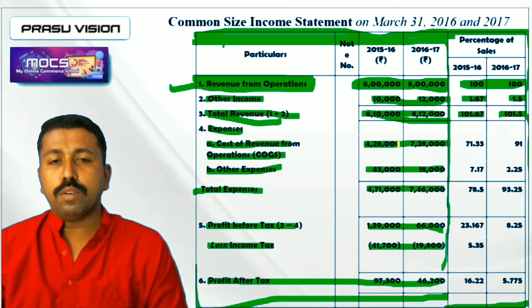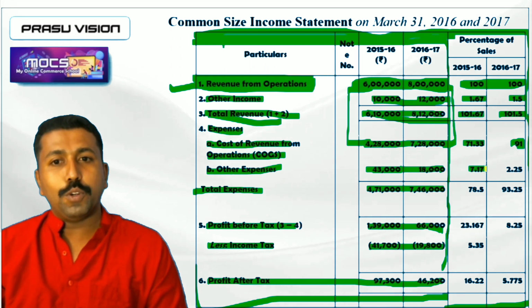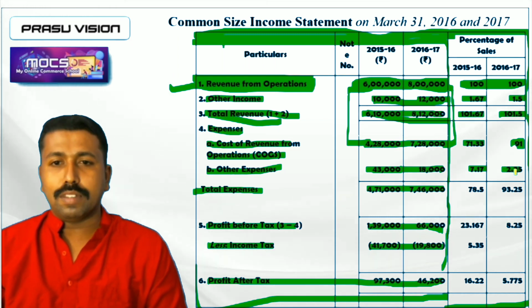4 lakh 28,000 divided by 6 lakh into 100, 71.33 percentage. 7 lakh 28,000 divided by 8 lakh into 100, 91 percentage. Other expenses, 43,000 divided by 6 lakh into 100, 7.17 percentage. 18,000 divided by 8 lakh into 100, 2.25 percentage.